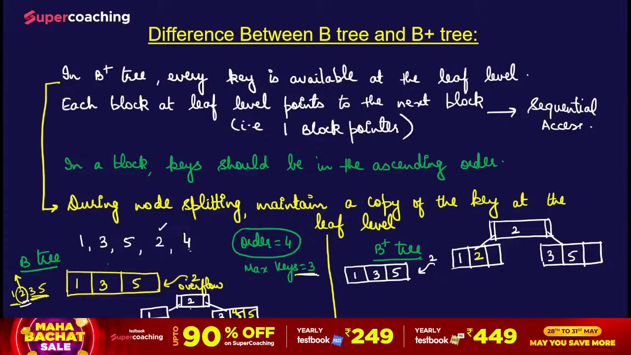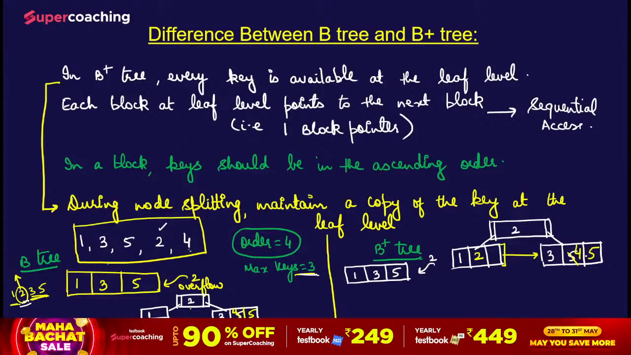I want to insert the next element, that is 4. 4 कहाँ पे जाएगा? 4 is greater than 2, so it will be going to the right side. जैसे हमने B tree में किया, right side. Right side में we have the keys 3 and 5, but it should always be in the ascending order. So here we'll be getting 4 and 5. So this is the resultant B plus tree which we have obtained after inserting 5 elements 1, 3, 5 to 4 with the order of the tree as 4. And here there will be a block pointer, it is pointing here.